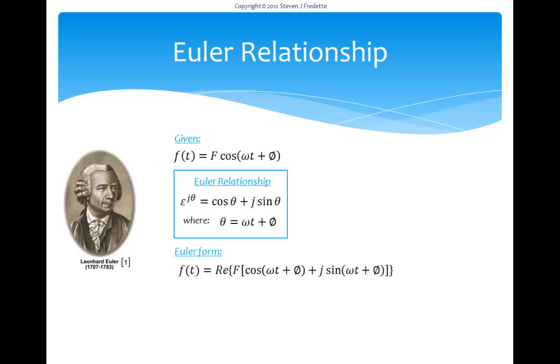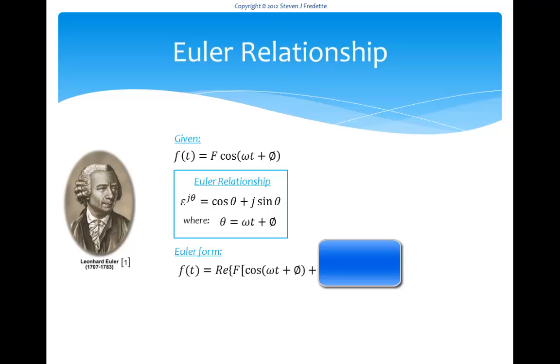Writing this in the Euler form, what we have is the real part of the magnitude f times, in the square brackets, the cosine plus j sine term. Now, if we look at that form, if you for a second cover up with your thumb the j sine omega t plus phi term, what you'll see essentially is what we have given above for f of t. The only difference is now we have this real operator outside of that function.